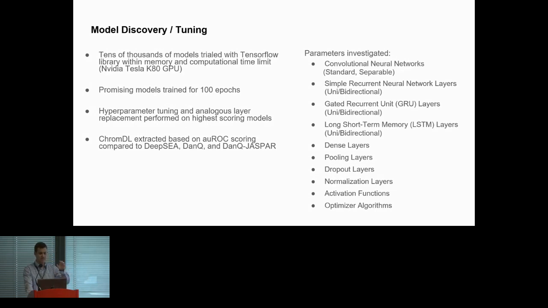We would parse out the promising models and run them for much longer, for 100 training iterations, to try to maximize this area under the curve scoring. After which we did some analogous layer replacement. So we would take convolutional neural networks that were standard and replace them with separable ones. We would take unidirectional layers and replace them with bidirectional layers. We would swap out RNN types, so LSTMs for GRUs for simple RNNs, et cetera. And this final ChromDL model was the highest scoring area under the receiver operating characteristic metric model that we extracted through these investigations.